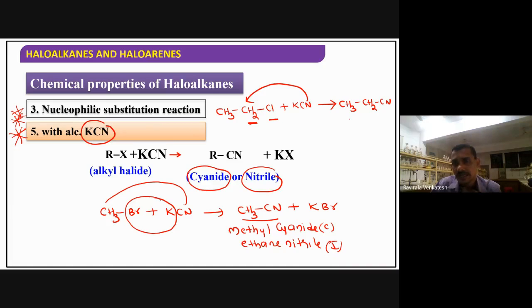So what is the name of this? Ethyl cyanide, and its IUPAC nomenclature is propane nitrile, because 3 carbons are there. Okay, so you have to write all of this in your notebook.